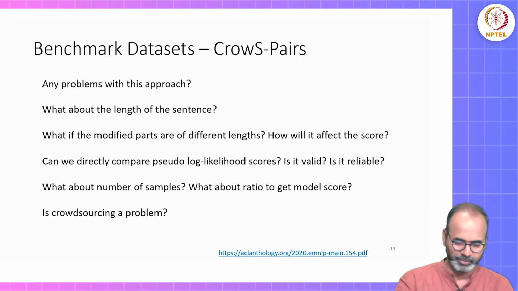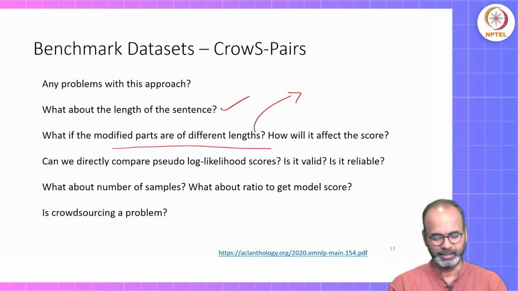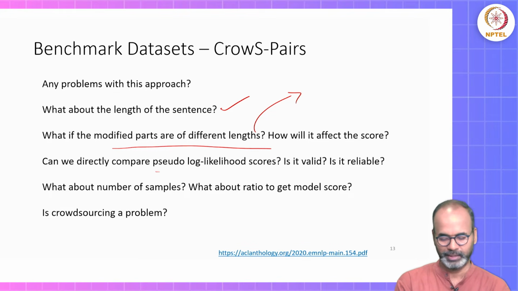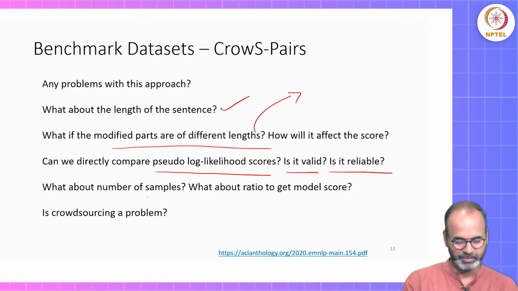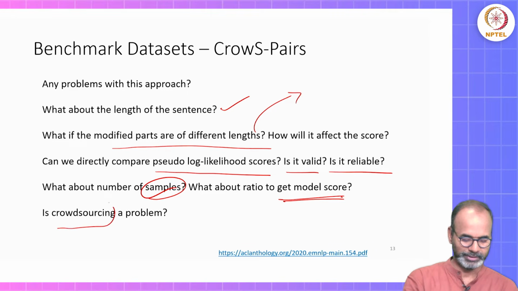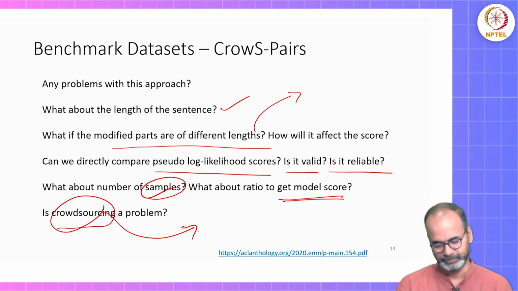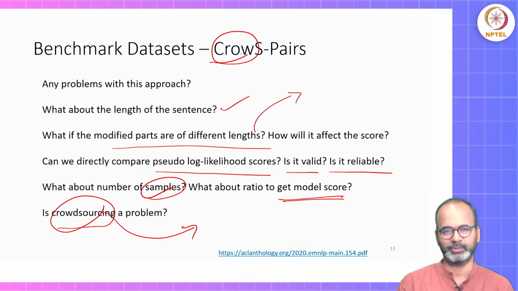What about the length of sentences that we saw? What if the modified parts are of different lengths? How will sentences of different lengths affect the score? Can we directly compare pseudo-log-likelihood? Is it valid? Is it reliable? Log likelihood, is it the best measure? What about the number of samples? This we saw in the StereoSet data set also. What about the ratio to get the model score? And is crowdsourcing a problem, right? In this case, if you remember the first part, the crowd, that is crowdsourcing, is that the best way to collect these data?